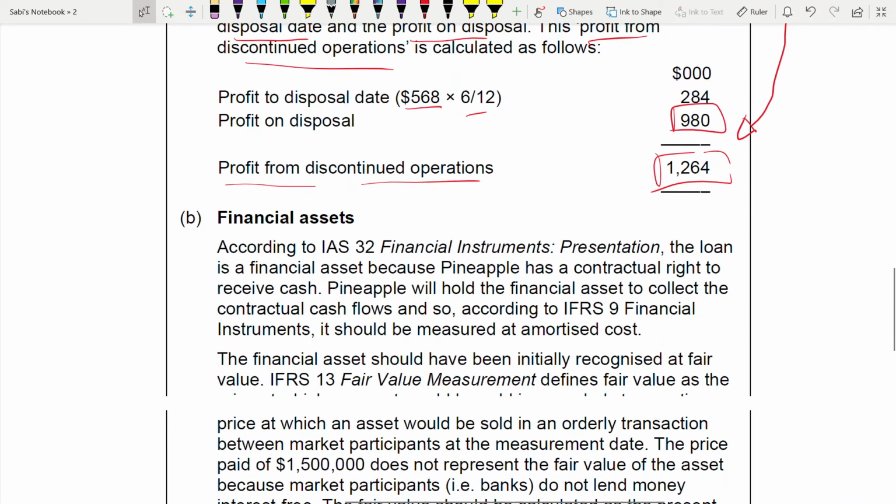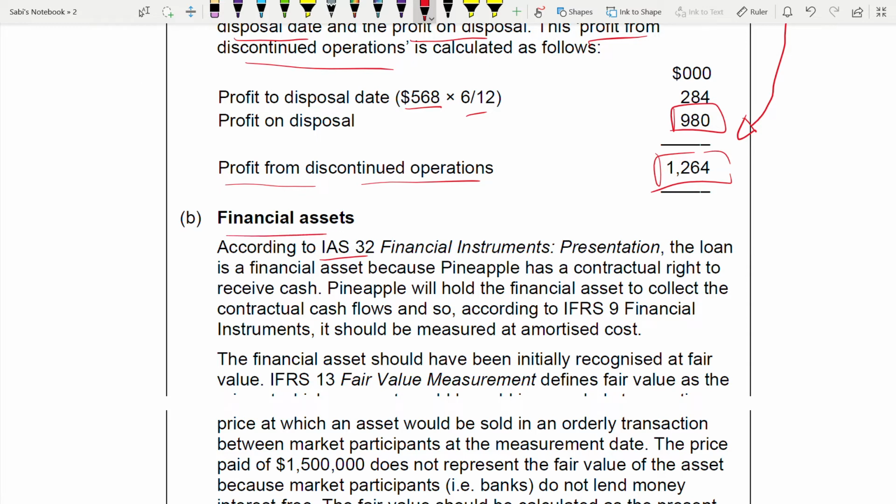Under financial assets there are 3 standards: IFRS 7, IFRS 9 and IAS 32. We have to deal with IAS 32 presentation. How do you present it? Whether as a financial asset, a financial liability or equity. This is a financial asset only, right? So it will fall under financial asset.